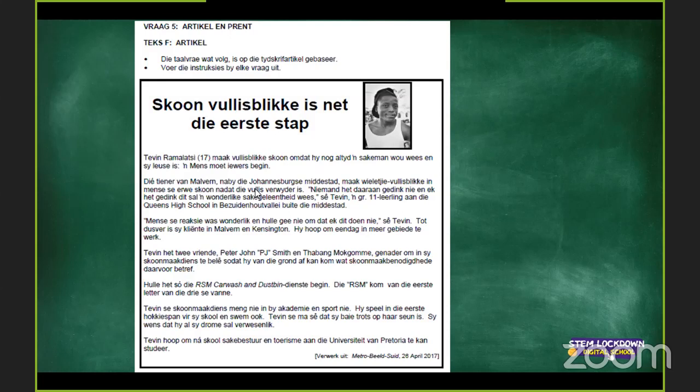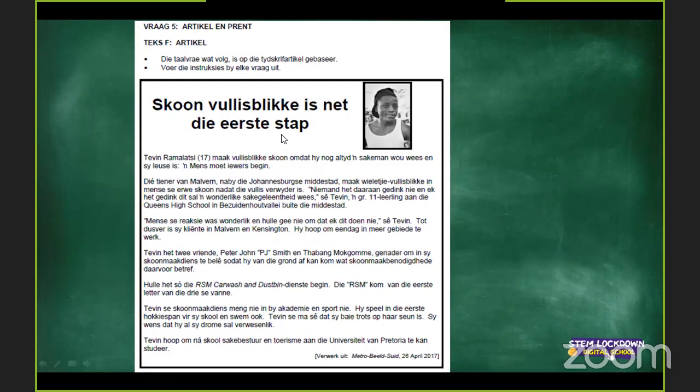Okay, so yes, at the first lesson I said, we always try and start with section C, okay? So now it says, voer die instructies vir elke vraag uit. You have to follow the instructions. Now, what I would do is I would look at the title. Skoon Plastiek Blikke is net die eerste stap. Okay.